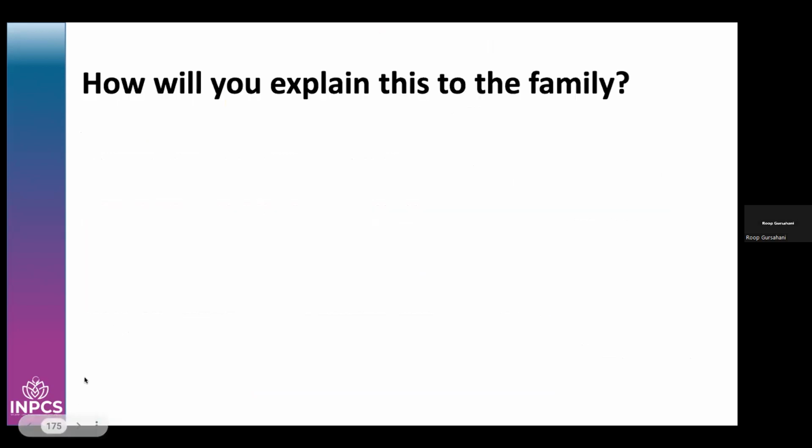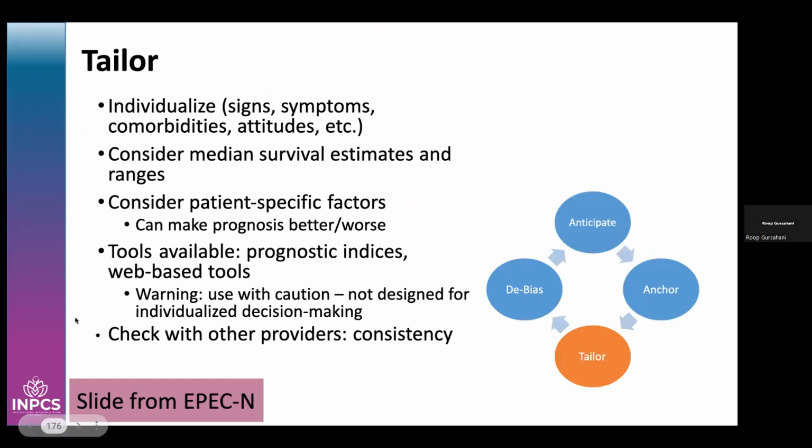All the more important for us. Now, how do you explain all of this to the family in that period of time in the emergency? Not very easy. So what I usually suggest is that if you have the time, then you have to prognosticate individually.